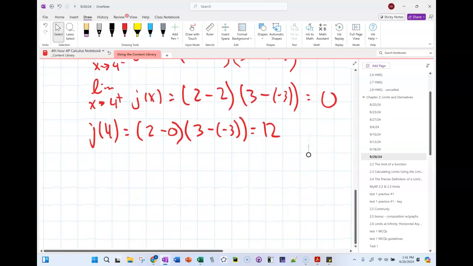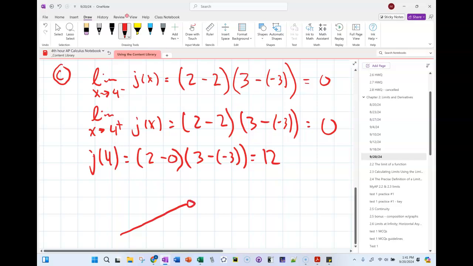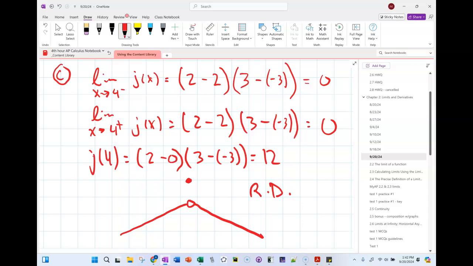So what this should be telling me is the graph does something like that, right? With the left-hand limit and the right-hand limit coming in, but when I evaluate there, it's not the limit, it's something else. What is this called? This is a removable discontinuity. Jump is where the left-hand limit doesn't equal the right-hand limit. There's a jump.